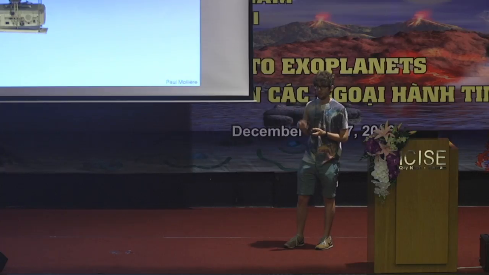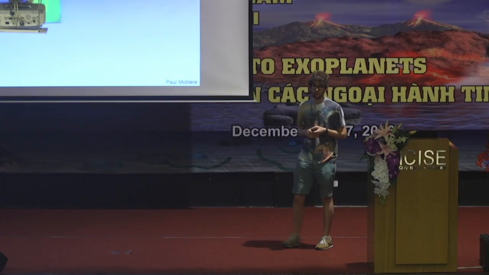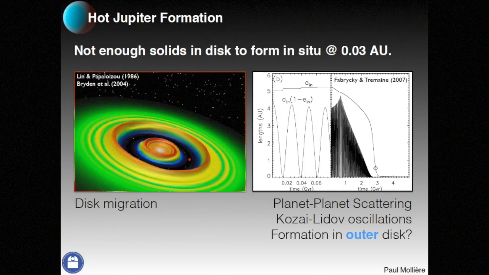And you can think of at least two groups of methods. One is the so-called disk migration, when the planet forms somewhere in the disk and then gravitationally interacts with the disk material, exchanges angular momentum, and moves in close to the star. And obviously, for this to work, you need to have the disk present when you migrate. The other group has multiple methods that you can think about to bring a planet close in.